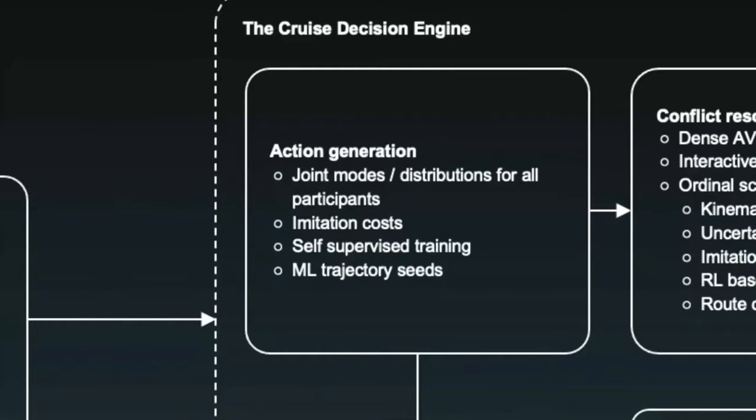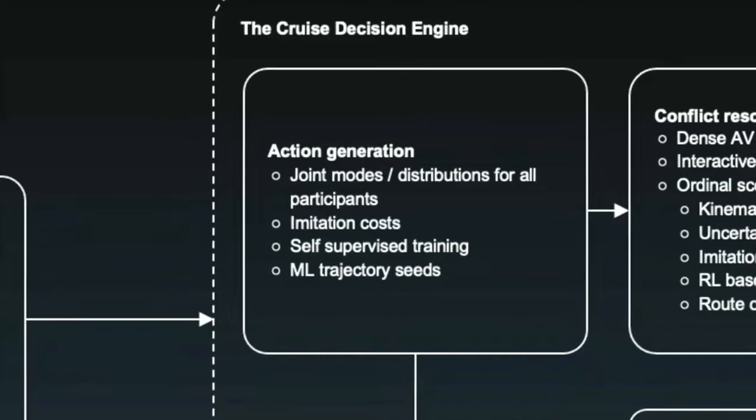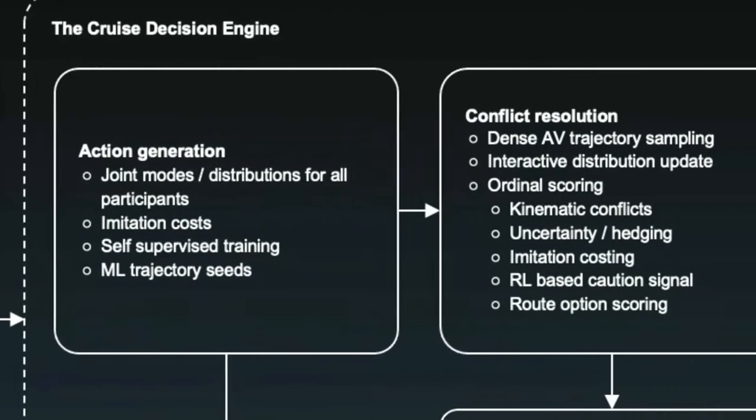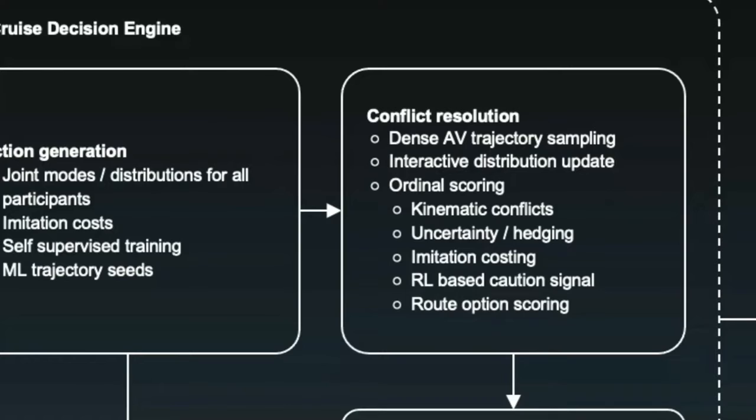First and foremost is action generation. What we want to do is produce joint modes and distributions for all actors in the scene, actually including ourselves. This is called machine learning seeds. We're going to talk a little bit about this later and how we use it to accelerate our decision making. Once we've understood all of that, we're actually able to do a conflict resolution step. And in this conflict resolution step, we understand our actions, we make initial guesses at it, and then we revise that estimate of where everyone in the world is going, including ourselves.